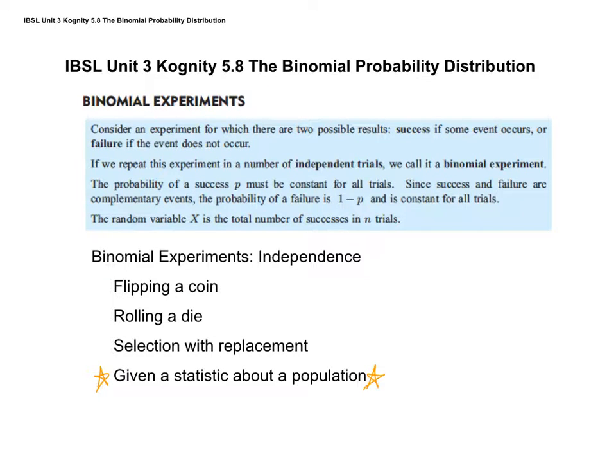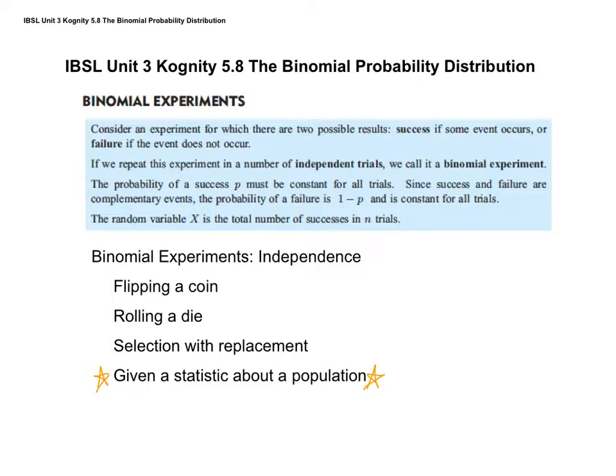So looking at these binomial probability distributions, you've already looked at it on Kognity, okay? But I want to just address a couple of things because there's some really common problems that students have with this. And I also want to point out a couple of things related to the IB exam and problems of that type.